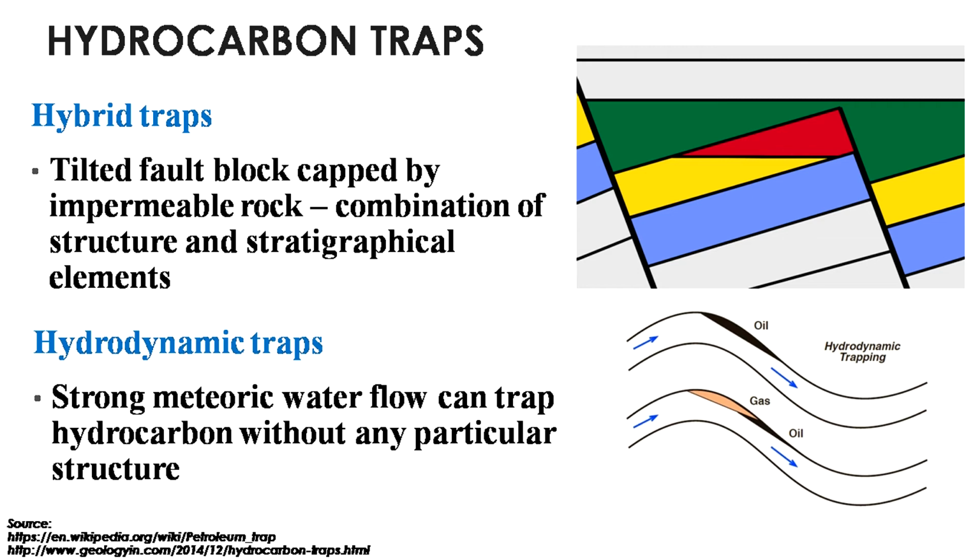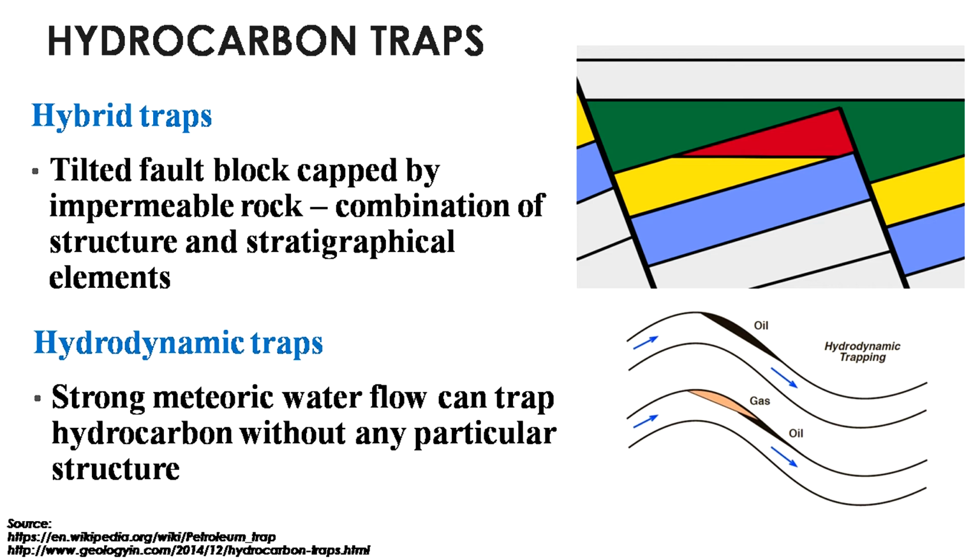Now, after understanding structural trap and stratigraphic trap, you can easily understand what is a hybrid trap. A hybrid trap is nothing but a combination where both stratigraphic element and structural element play a role to form a trap. As you can see in this picture, this is a half graben tilted fault block structure which is capped by a non-porous impermeable rock, thus the hydrocarbon gets trapped. So, it has a structural element as well as a stratigraphic element involved.